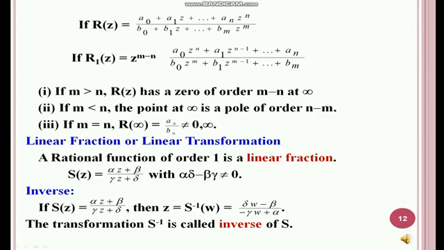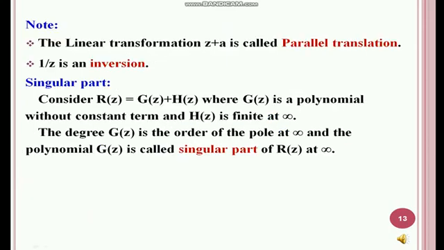Next we see the inverse linear transformation. Consider the linear transformation S of z equal to alpha z plus beta divided by gamma z plus delta. Then z equals S inverse of w equals delta w minus beta divided by minus gamma w plus alpha. The transformation S inverse is called the inverse of S. The derivation of the inverse linear transformation is also studied in UG complex analysis. The linear transformation of the form z plus a is called a parallel translation. The linear transformation of the form 1 by z is an inversion.